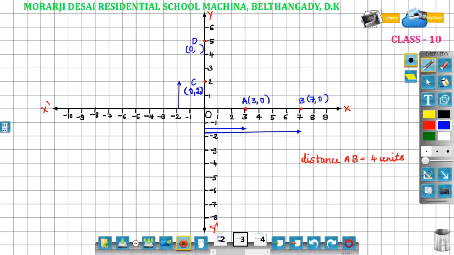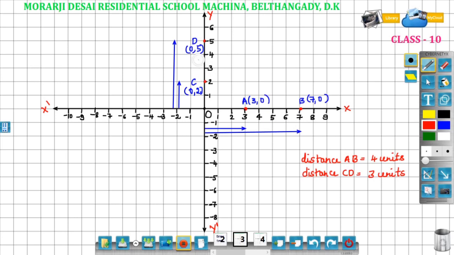Let us write the coordinates of point D, that is 0, along the x-axis 0 units, along the y-axis it is at a distance 5 units. So coordinates are 0, 5. Now what is the distance between point C and D? That is distance CD is equal to 1, 2, 3. 3 units. You can see here, that is 3 units.